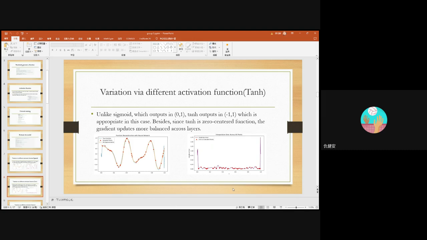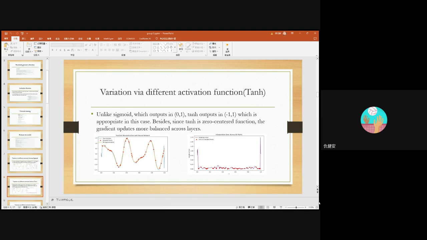In contrast, the hyperbolic tangent function outputs values between -1 and 1 and is zero-centered. This provides more balanced gradient updates across layers, making hyperbolic tangent a more suitable choice for our regression problem. And you can see the error here is lower than with sigmoid.